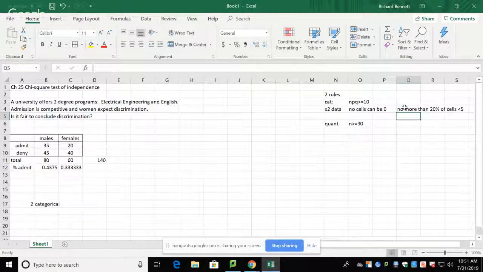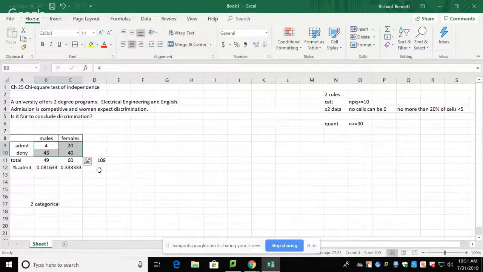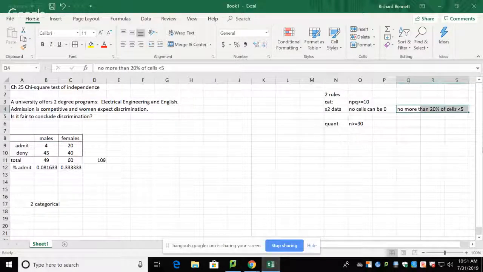For example, let's pretend for a moment that I only had 4 here, 4 males. We're going to change our data just for fun. I've got 4 cells here, right? One of my 4 cells is less than 5. 1 divided by 4 is what percent? 25%. So it's too small. Can't run the chi-square test because this cell is less than 5.